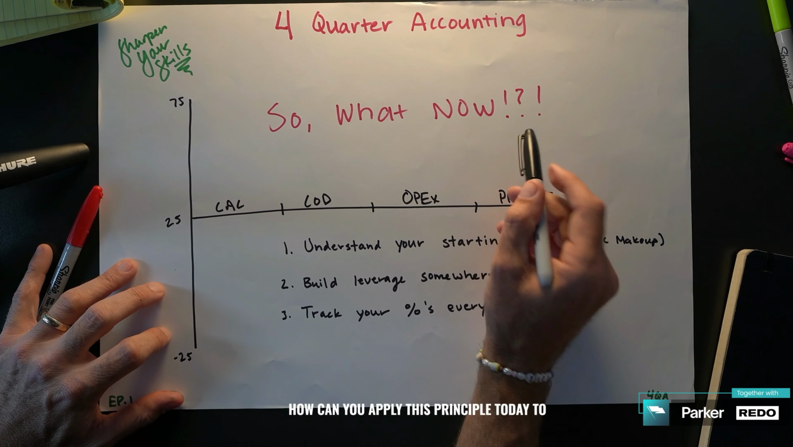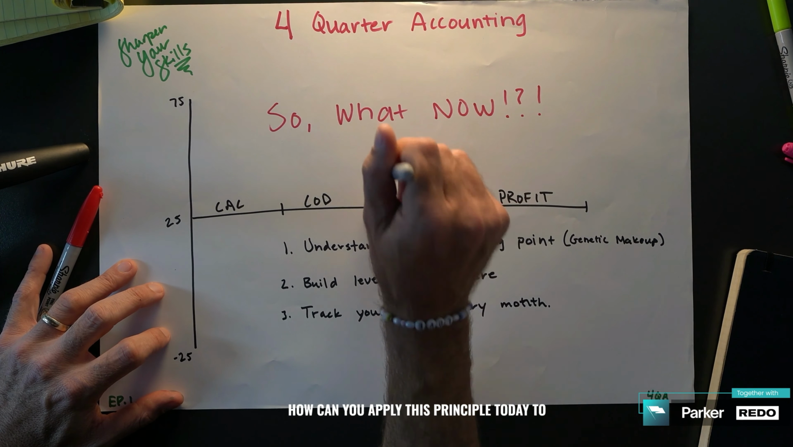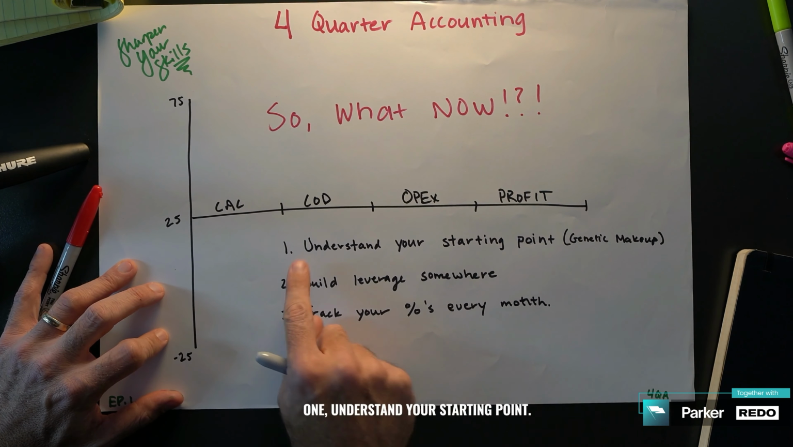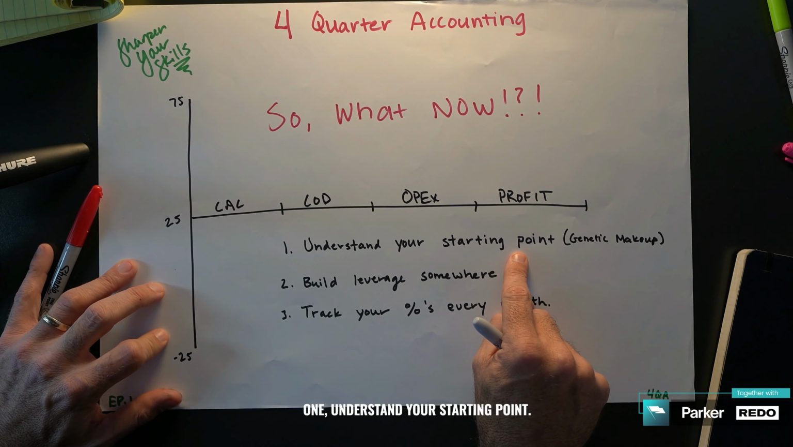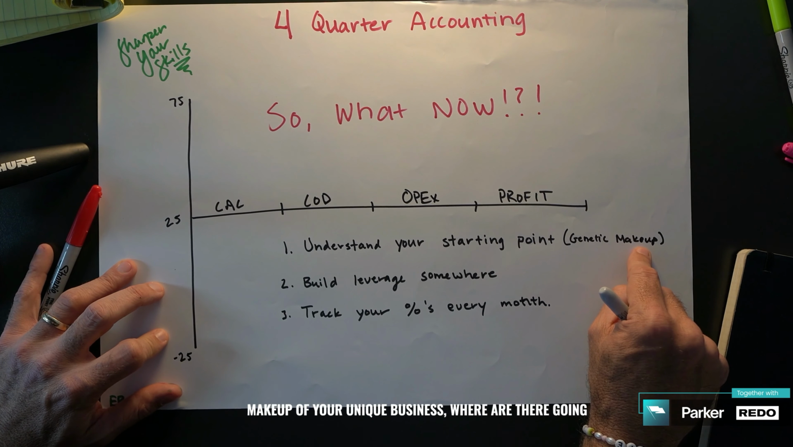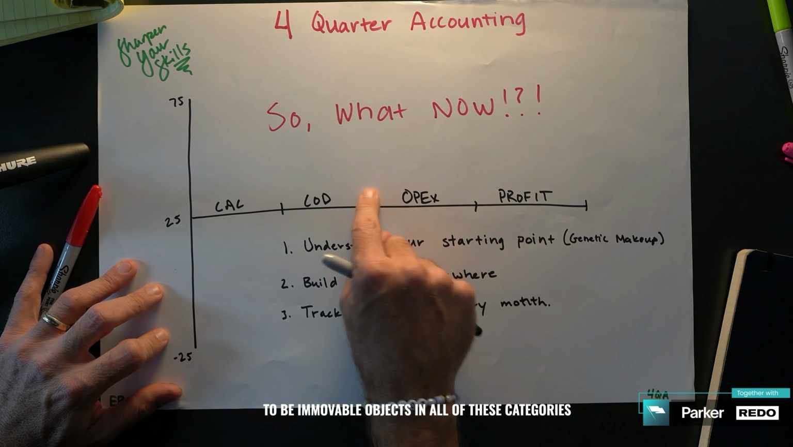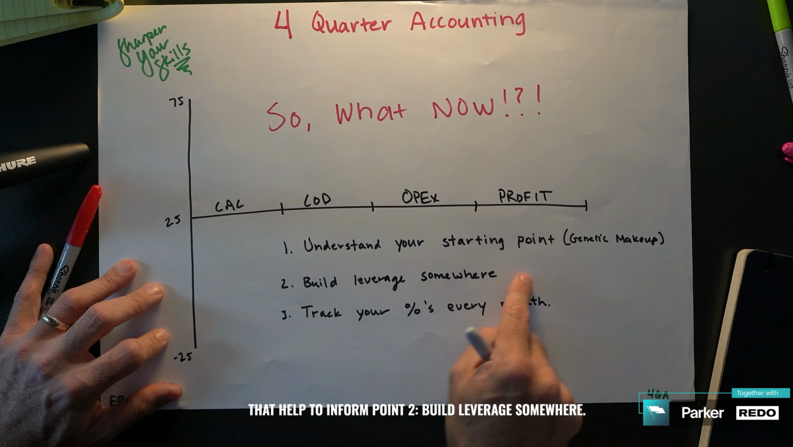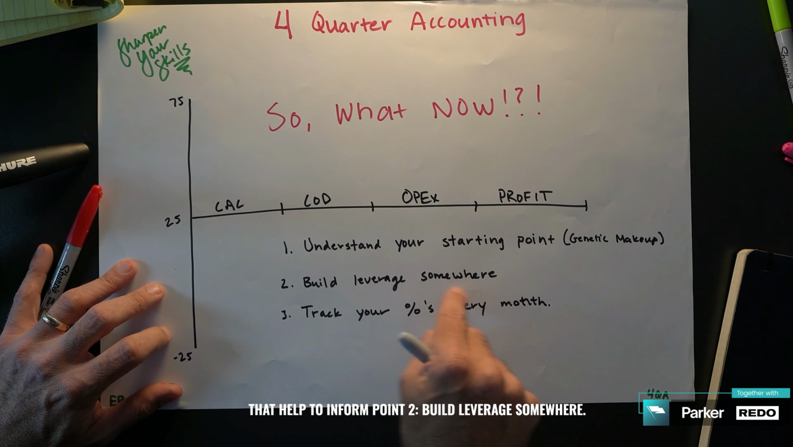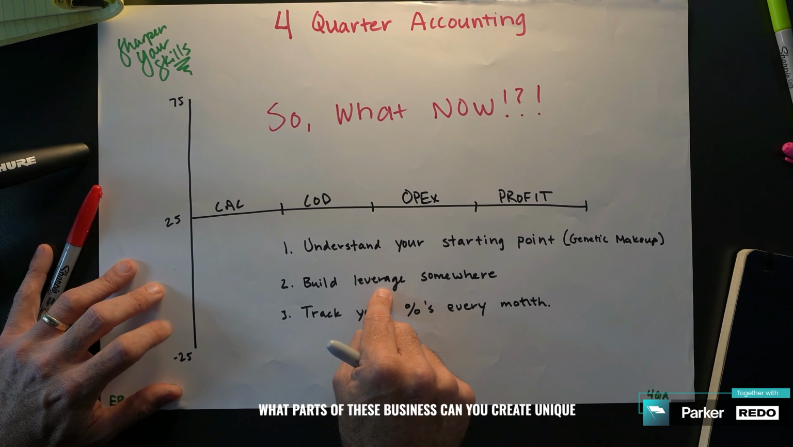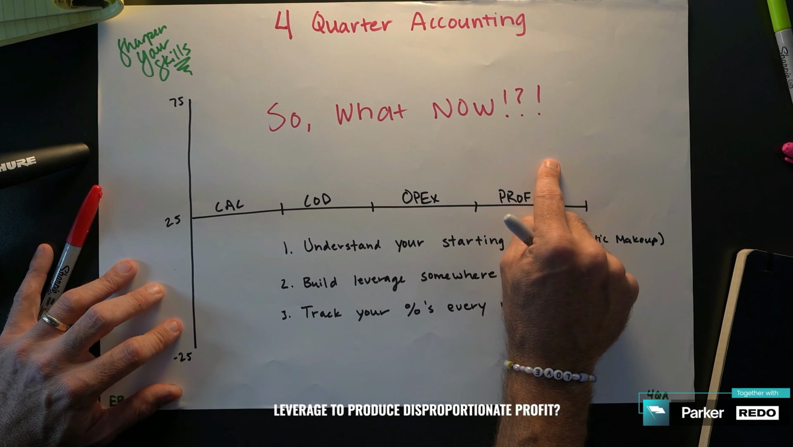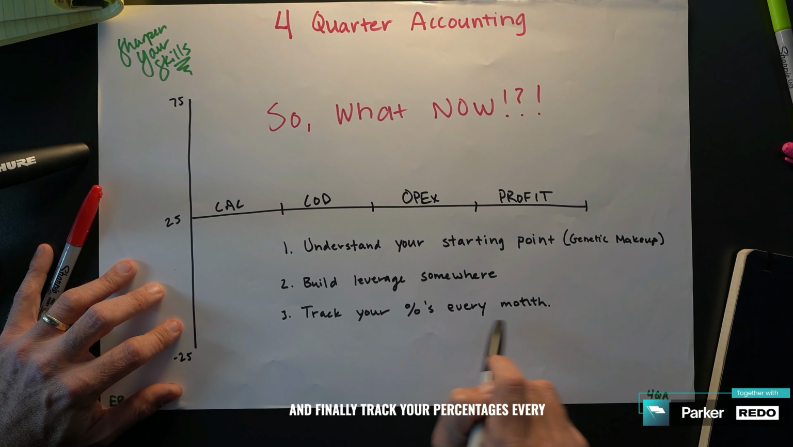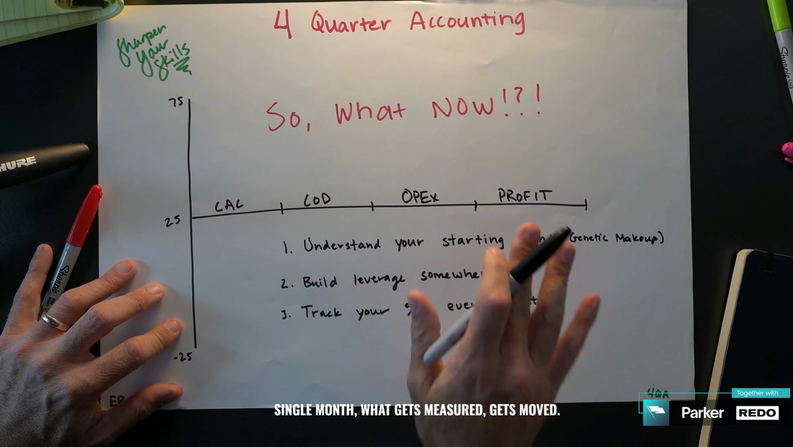So what now? How can you apply this principle today to start building more profit into your business? 3 key takeaways. 1, understand your starting point. What is the genetic makeup of your unique business? Where are there going to be immovable objects in all of these categories that help to inform point two? Build leverage somewhere. What parts of these business can you create unique leverage to produce disproportionate profit? And finally, track your percentages every single month. What gets measured gets moved.